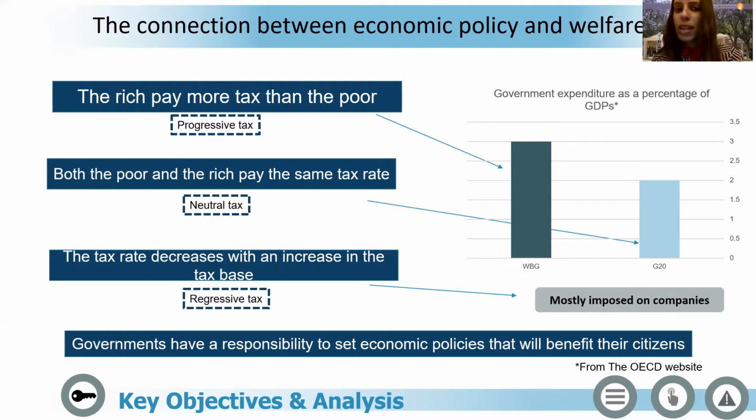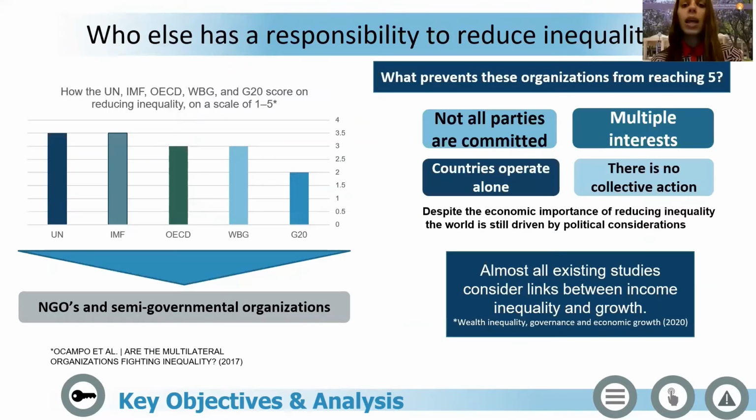An example for this is the determination of a tax method, and here we present three main methods of tax. The connection is clear. A progressive tax allows states to reduce gaps and take from the rich and give to the poor. And in the bottom line, governments have a responsibility to set economic policy that will benefit their citizens.